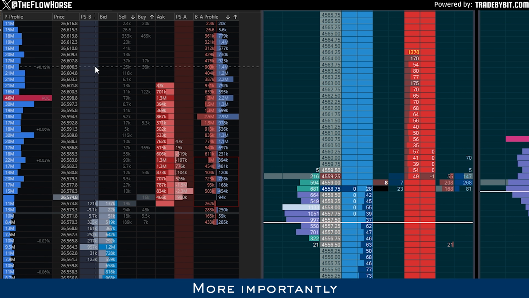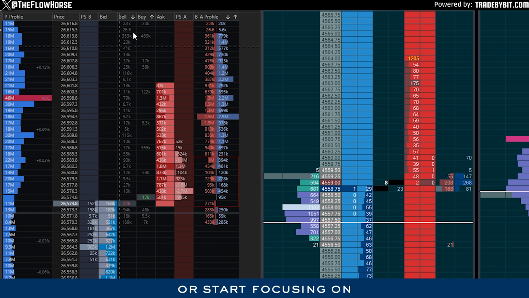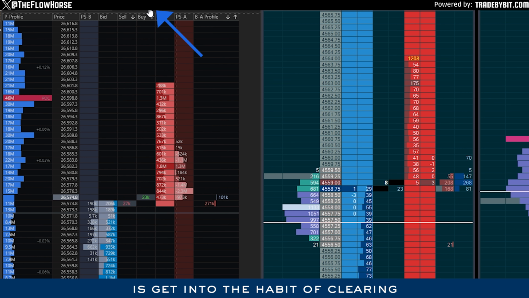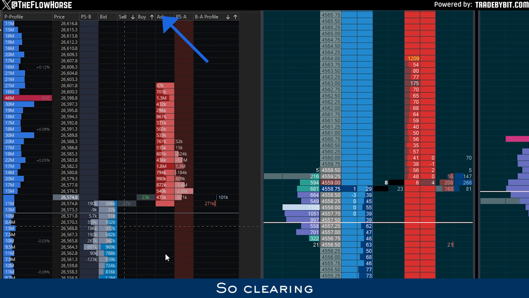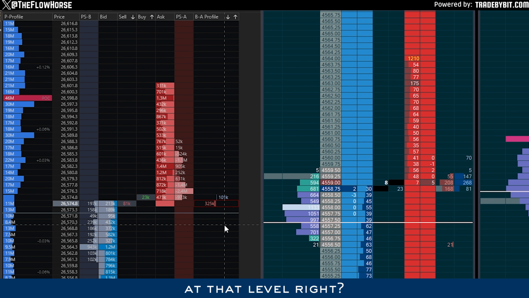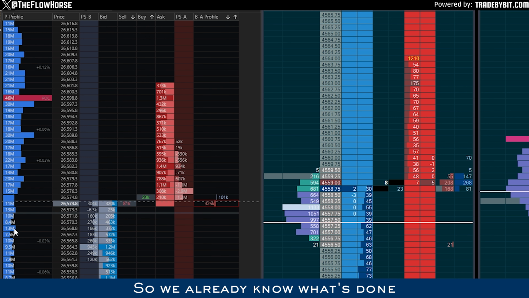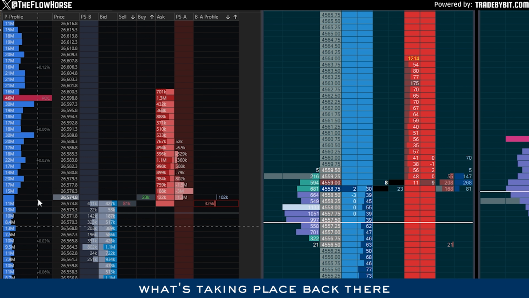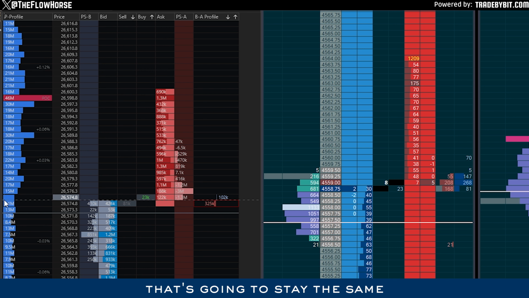More importantly, as we approach significant levels, so levels that you've determined maybe you want to do business at or start focusing on, what I would do is get into the habit of clearing. So clearing gives us that fresh look at the market at that level, right? We already know what's taken place back there previously based on the volume profile. That's going to stay the same.